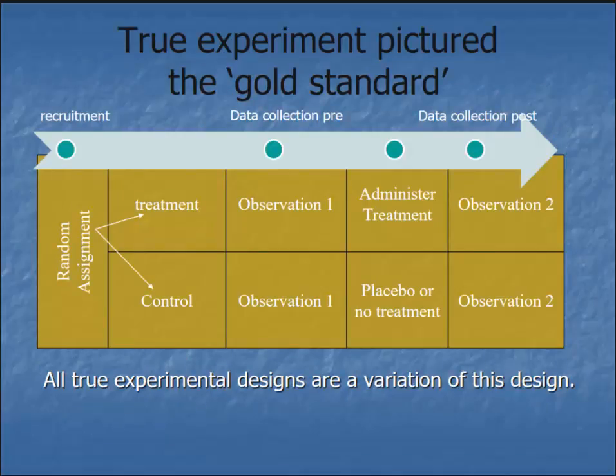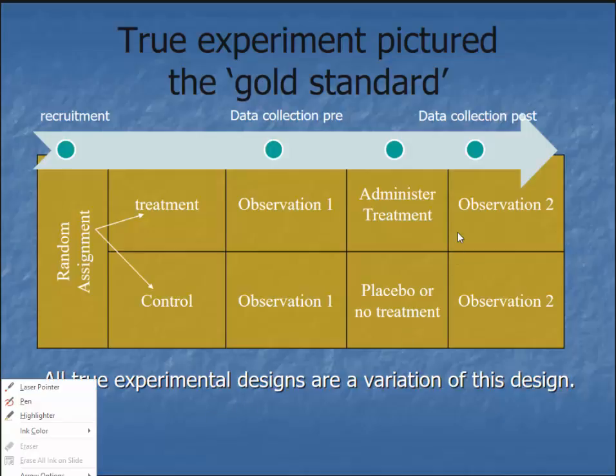True experiments, pictured. Take a look at this visualization of the true experiment. Key features. There are two groups. One group gets a treatment administered by the research team, and the other gets a placebo, or nothing. After recruitment, participants are randomly assigned to the treatment versus the control group. This is called randomization. Before the treatment control is administered, baseline measurements are taken. That's called observation 1. After treatment is administered, final measurements are taken.